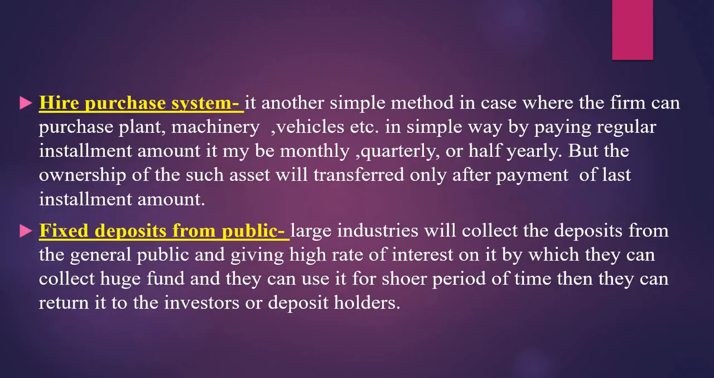Next is hire purchase system. It is another simple method where the firm can purchase plant, machinery, vehicles, and other fixed assets in a simple way by paying regular installment amounts. It may be monthly, quarterly, or half yearly. But the ownership of such an asset will be transferred only after payment of the last installment amount.